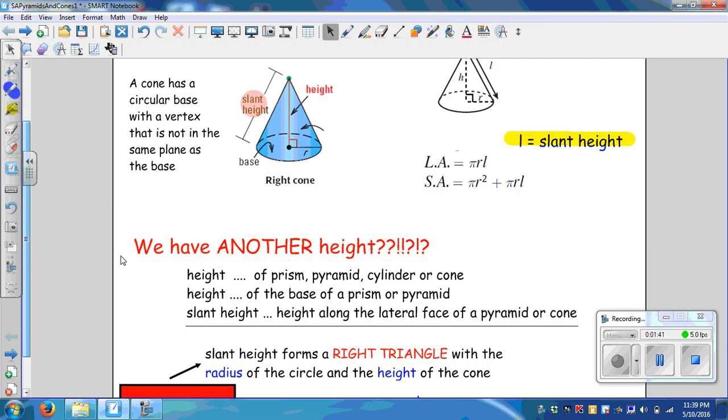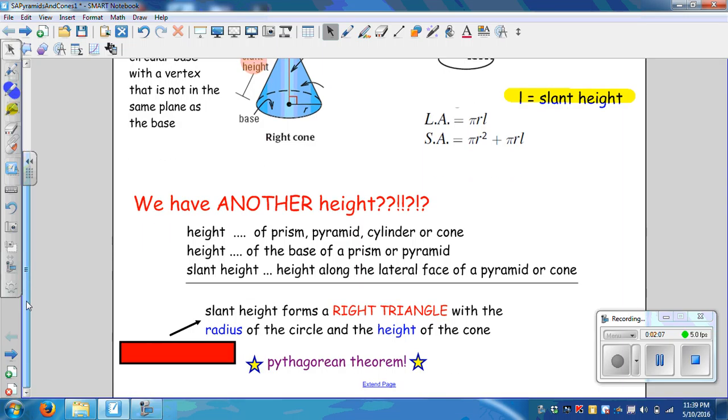So we have another height. So we've got a couple heights that we've been working with. We have the height of the prism, the pyramid, which we're going to do shortly, the cylinder, and the cone. We also have the height of the base of a prism or pyramid if you have to calculate it. And now we have this new height called the slant height, which is the height along a lateral face of either a pyramid or a cone. We'll come back and fill in the definitions for pyramid. Once again, the slant height forms a right triangle with the radius of the circle and the height of the cone. It's the hypotenuse. And you use Pythagorean theorem to find it.